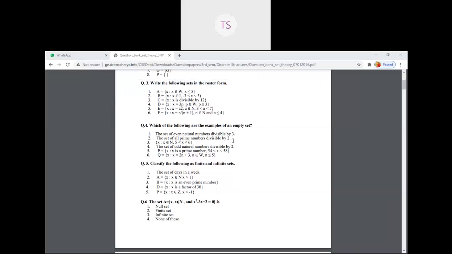Yes, because 2 itself is an even number and a prime number. So 2 is divisible by 2. Yes, we are getting one element, so it is not an empty set. It is a singleton set.